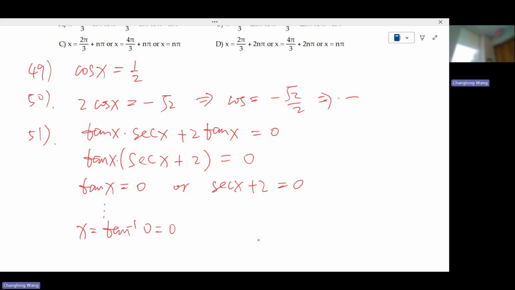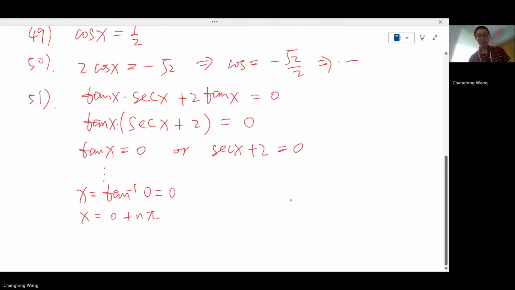I believe I told you before, when I went over those tangent equations, remember that all those fundamental equations about tangent have only one fundamental solution, right? Whatever you get, take it from the calculator, or you just know it, right? But you do have to add n pi, right? So at the end of the day, x has to be 0 plus n pi. Pi is 180 degrees.